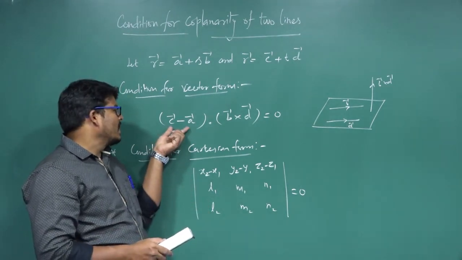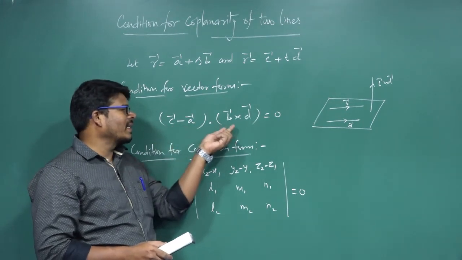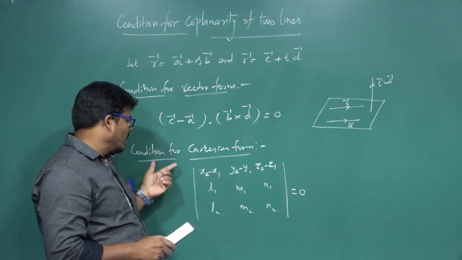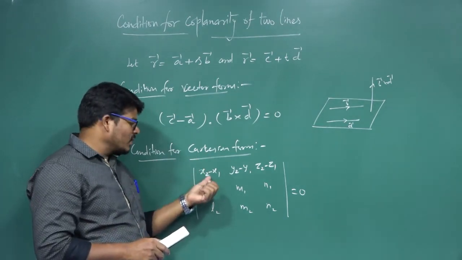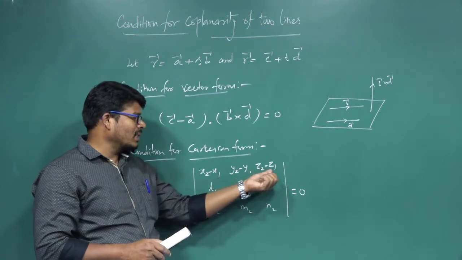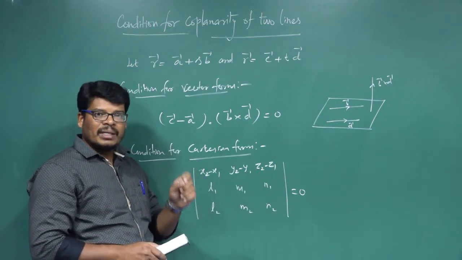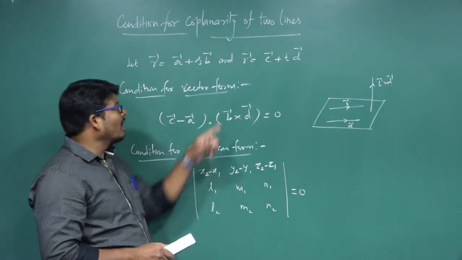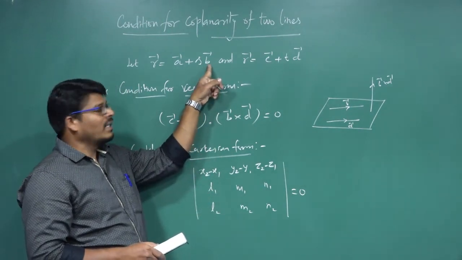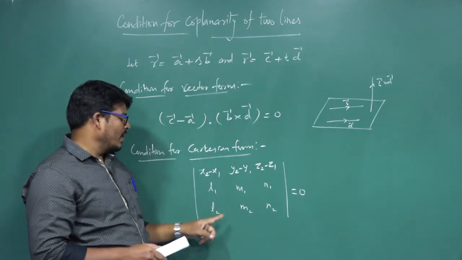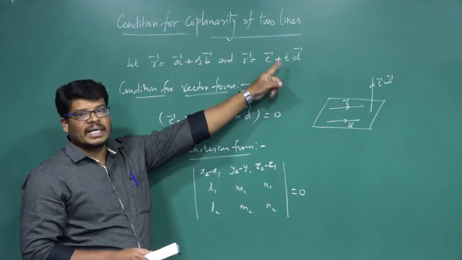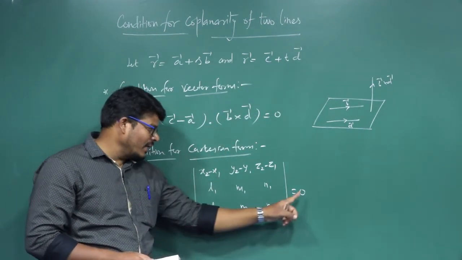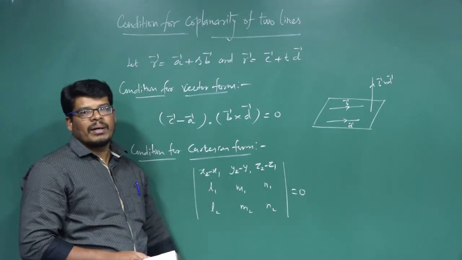Vector form is c vector minus a vector dot b vector cross d vector equal to 0 when the 2 lines are coplanar. Next, Cartesian form is the determinant of x2 minus x1, y2 minus y1, z2 minus z1, where (x1, y1, z1) is one point, (x2, y2, z2) is the other point, l1 m1 n1 is the first direction, which is b vector, and l2 m2 n2 is the second direction. Writing the determinant value equal to 0, the 2 lines are coplanar.